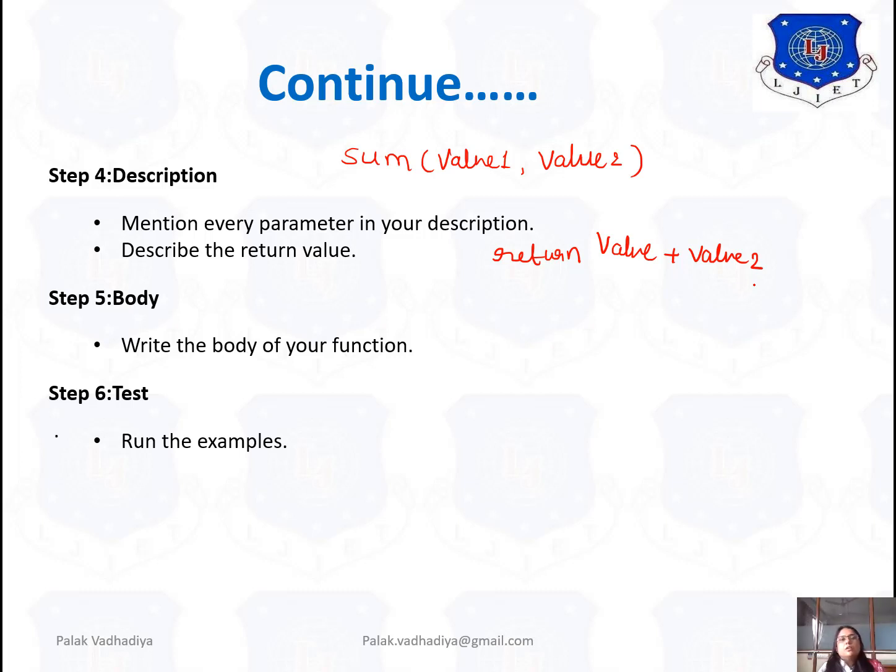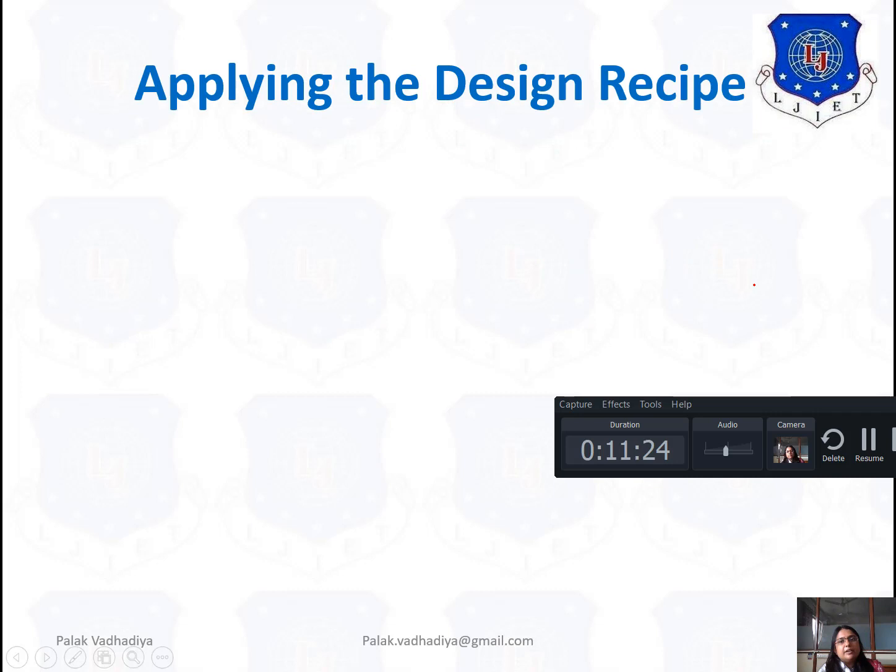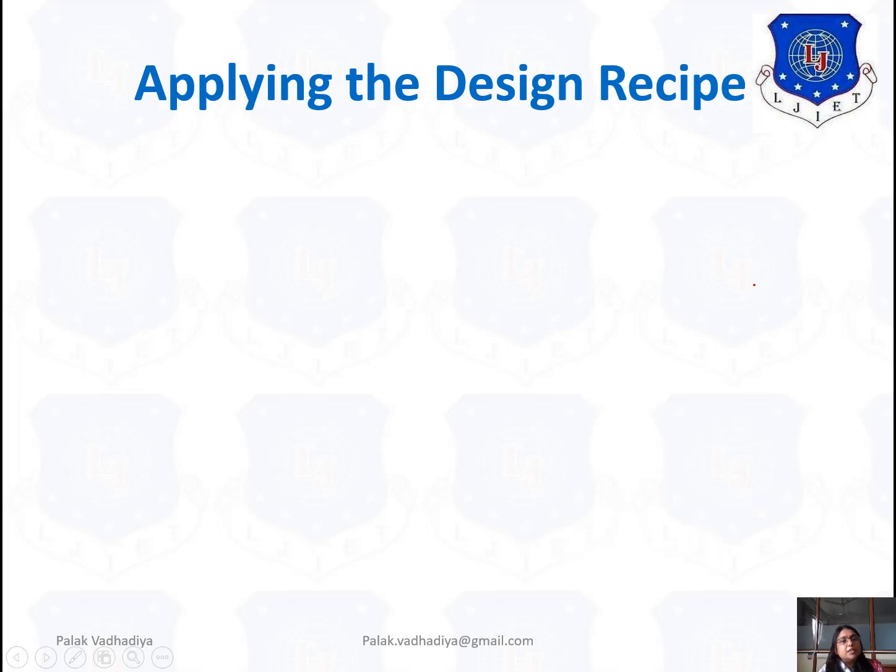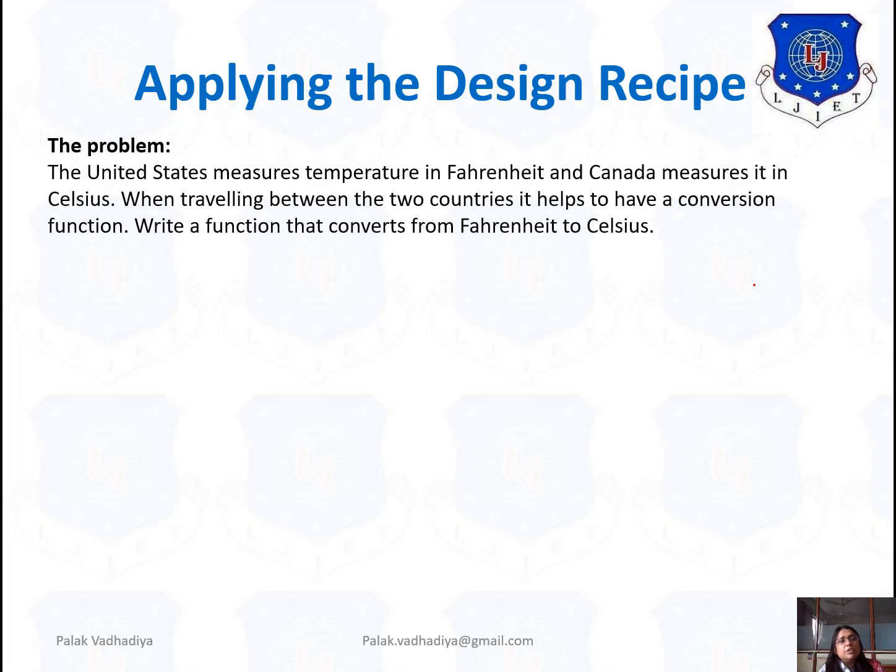Then what is the first step? Yes, it's the example. So you have to write some examples. Here I have written convert to Celsius, 32 degrees, and the answer is 0. When you convert 212 to Celsius, then definitely the answer is 100.